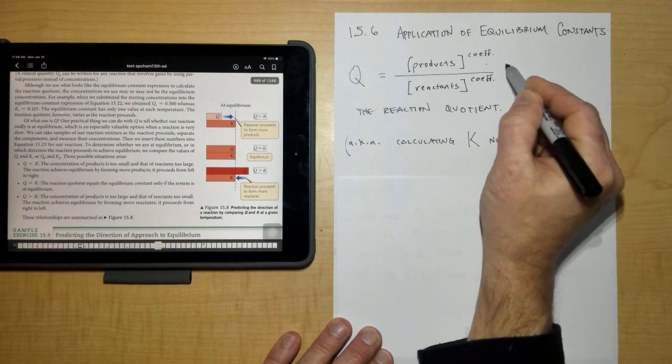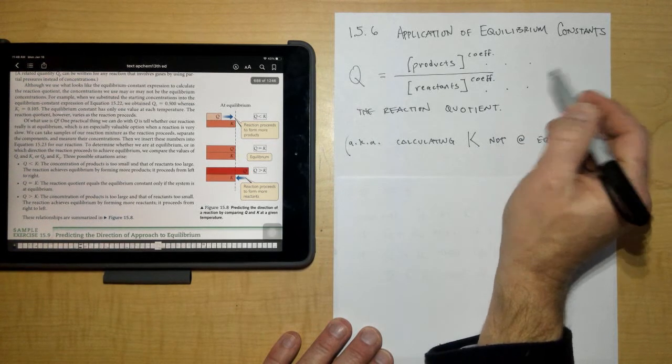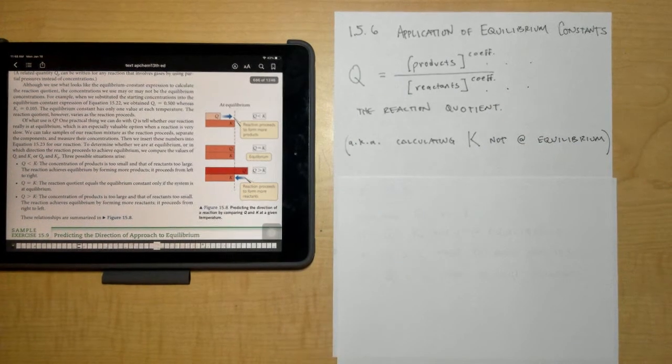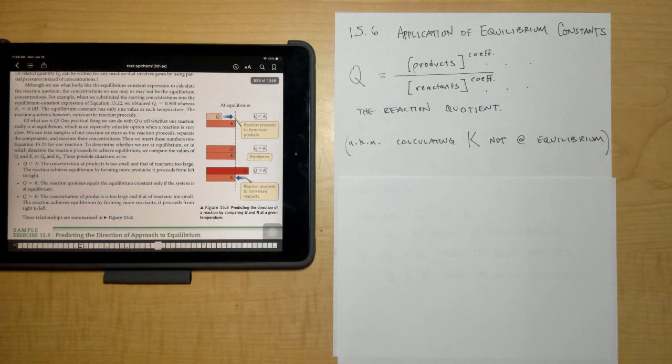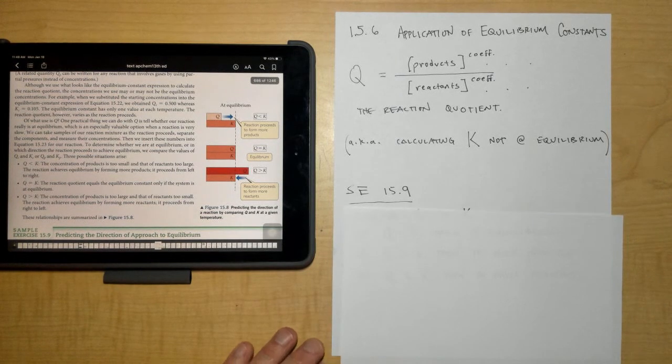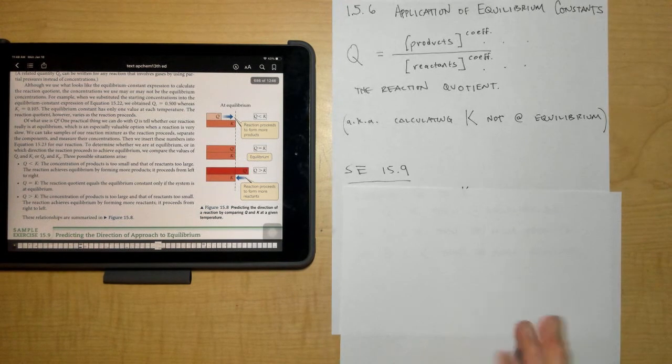And there might be more than one. Multiply them together. Might be more than one. Multiply them together. And so Q is really handy because it can tell us, are we at equilibrium or not? In sample exercise 15.9, which we'll do in just a second, we're going to find Q, and then answer whether we are at equilibrium or not.